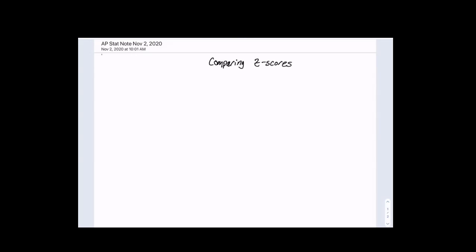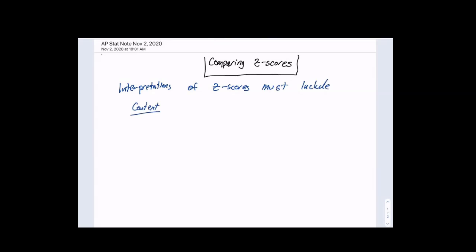Z-scores. So first off, when you're interpreting a z-score, I want to make sure that interpretations of z-scores must include context, which I think we did a good job of explaining last time, and comparison, direction, location to the mean.